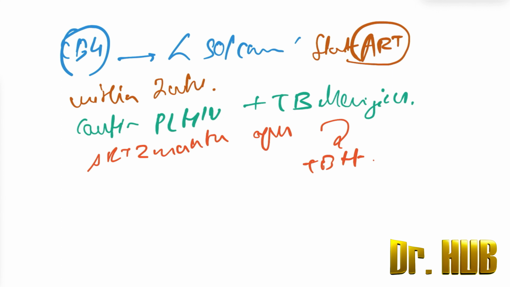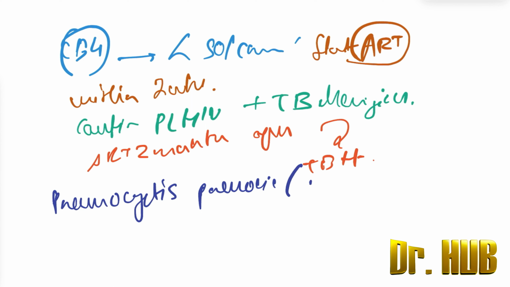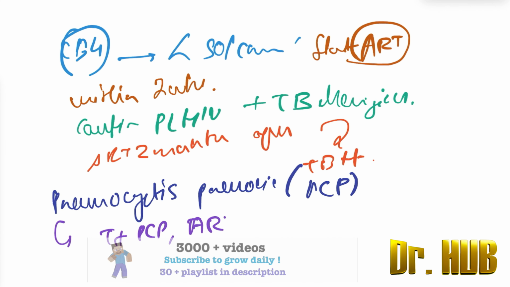Next we'll look at pneumocystis pneumonia. Pneumocystis pneumonia in short is known as the PCP. And here, how is the treatment? First you treat the PCP and then you start the ART, and this is when the PCP treatment is complete.